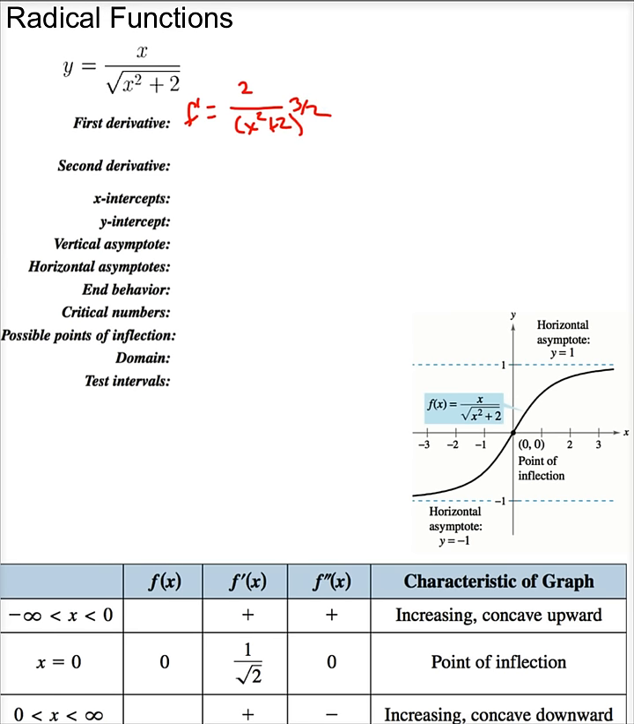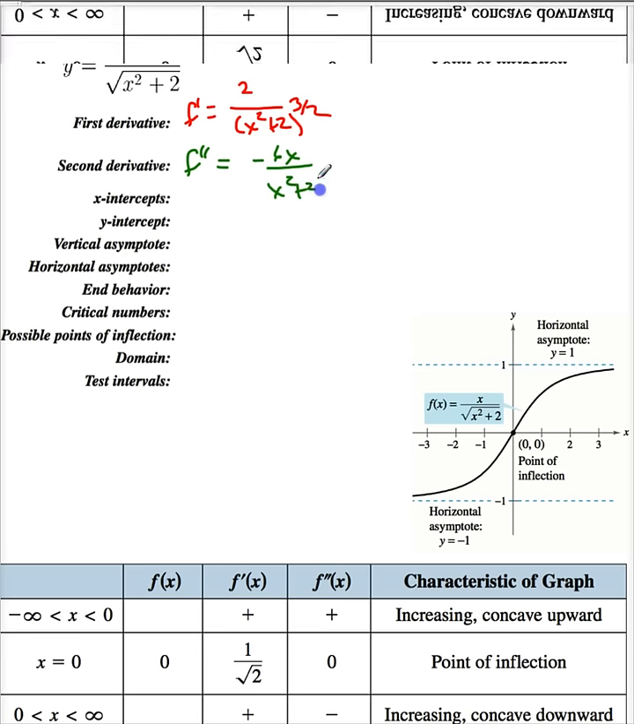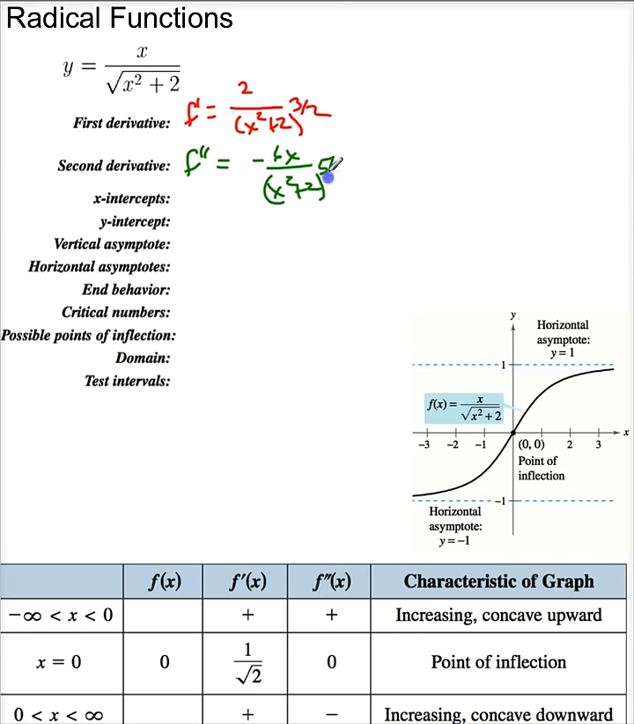The next thing you need to do is take the second derivative. So we take the derivative of the first derivative. And the second derivative in this case is minus 6x divided by x squared plus 2 to the 5/2.